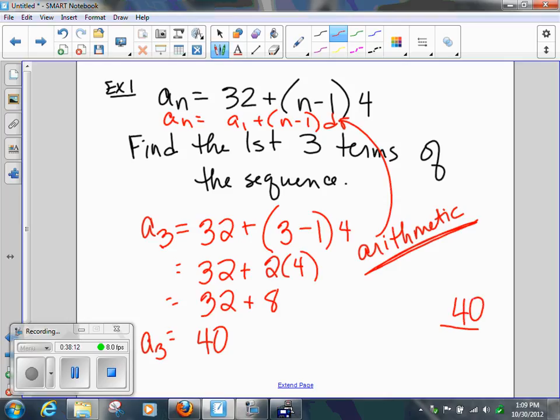How many terms are we looking for? 3. And I just found the third term, right? What's the first term? 32. What's your second term have to be? How come? Because you add 4. So the second term is 36. The third term is 40, yes?